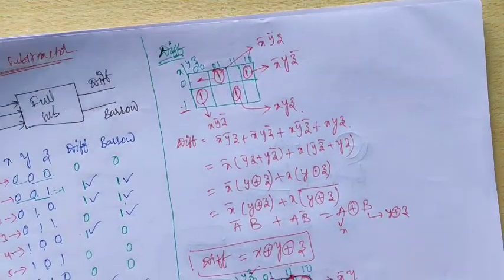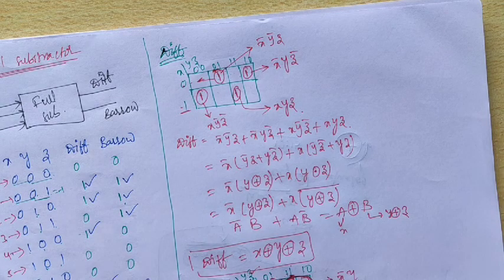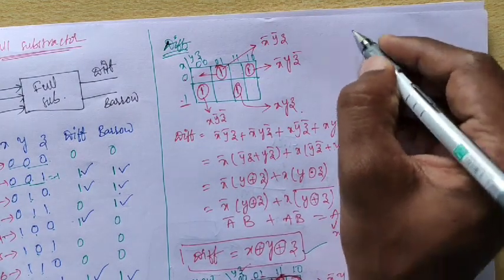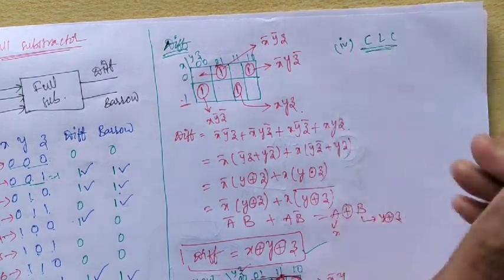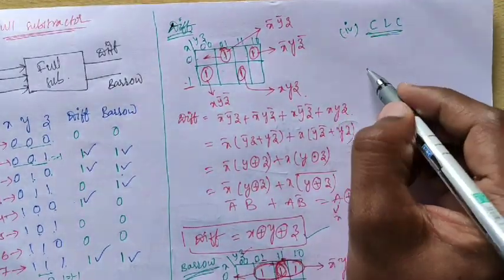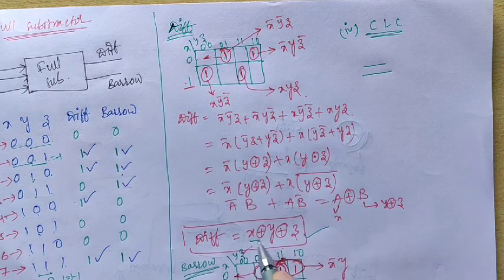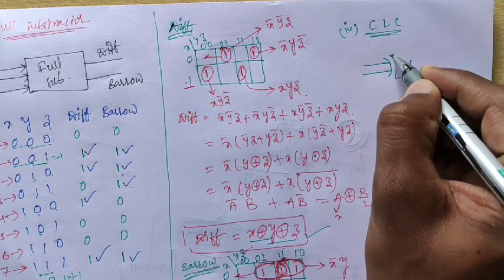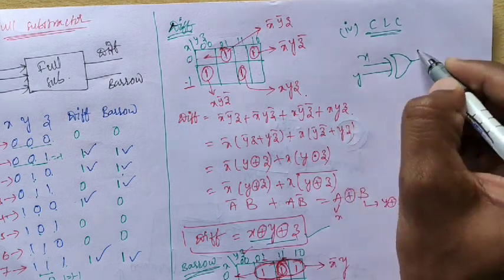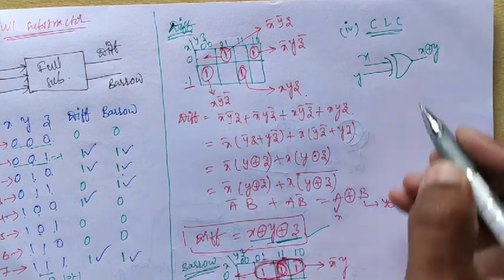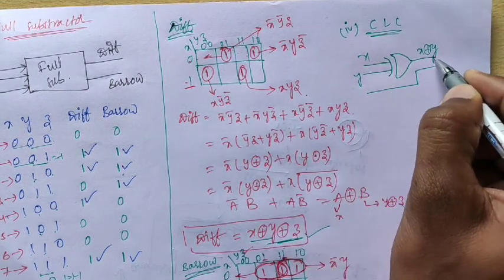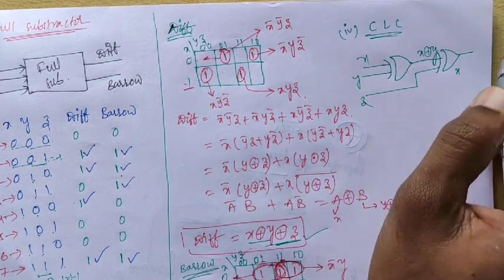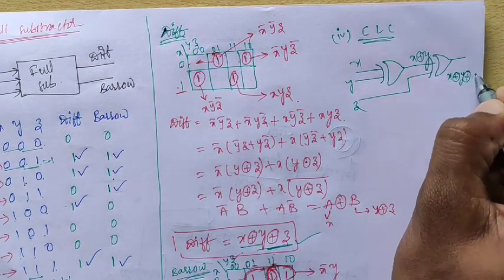So next one is the combinational logic circuit diagram. First, the XOR operation. So the fourth one is the CLC, combinational logic diagram. First x XOR y XOR z. First I am giving x; it's the same as the full adder sum expression, x XOR y. Next XOR z, again we need to give z from here, that means x XOR y XOR z.